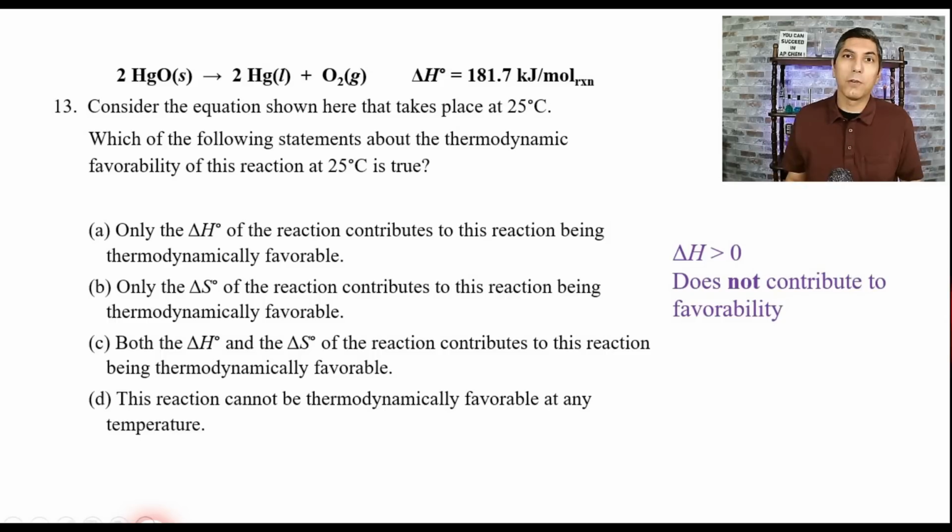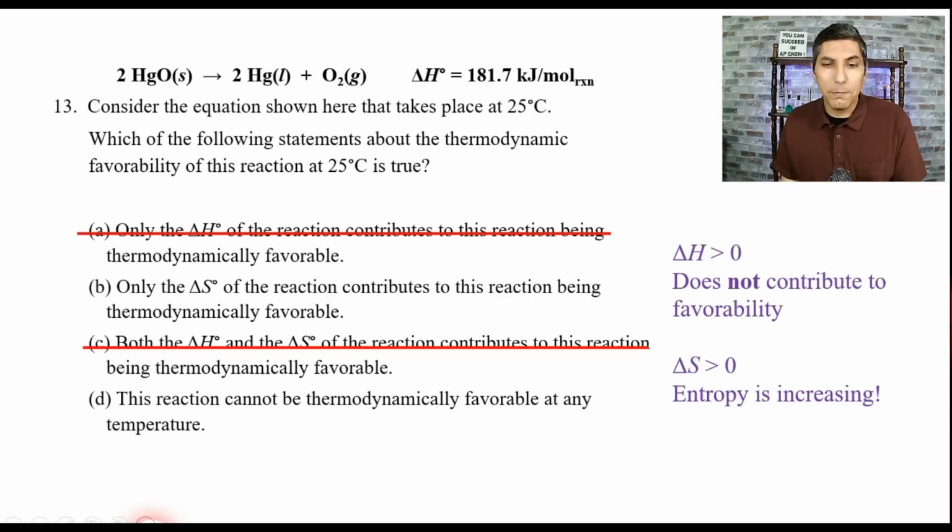And we know that the universe doesn't really like endothermic reactions that much. The fact that this is an endothermic reaction does not contribute to its thermodynamic favorability. So that means we can automatically eliminate choices A and C, because both of those choices imply that delta H is contributing to thermodynamic favorability, and, well, it's not. So I'm going to mark out A and C. Now, one other thing I notice here is that entropy is increasing in this reaction.